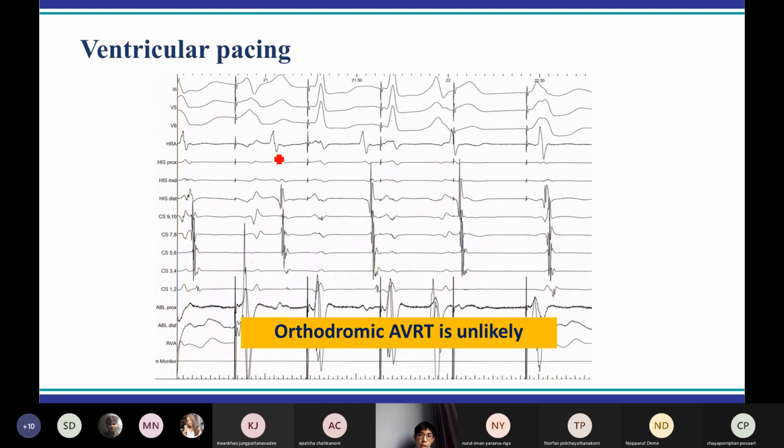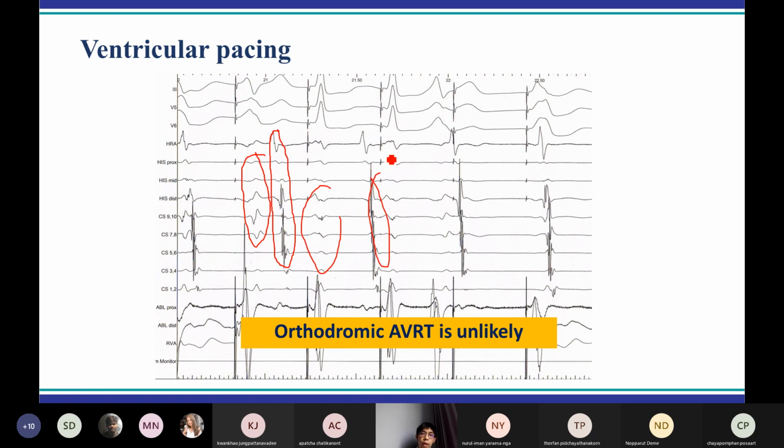You can see that here is the ventricular pacing. Here is the ventricular electrogram, and here, from the A, is the atrial electrogram. You could see that this is the V and A here has no relationship between each other. This is called the VA or AV dissociation.